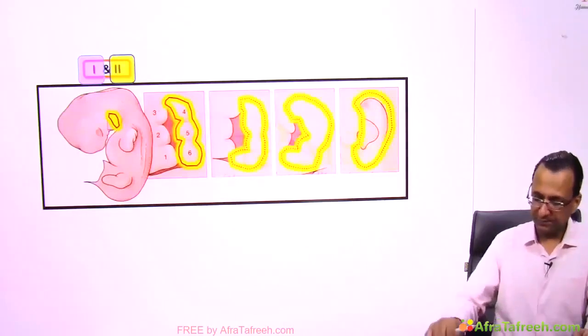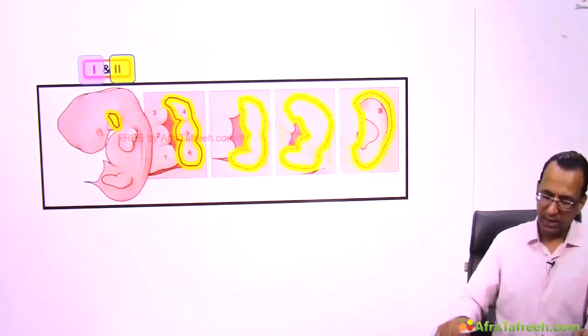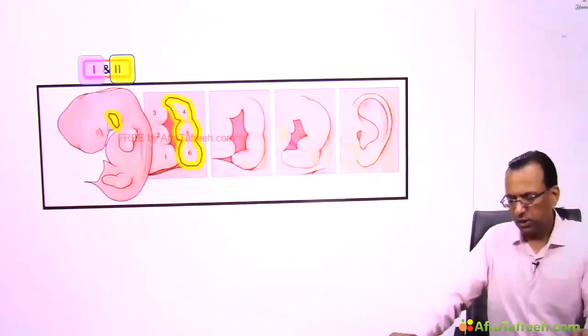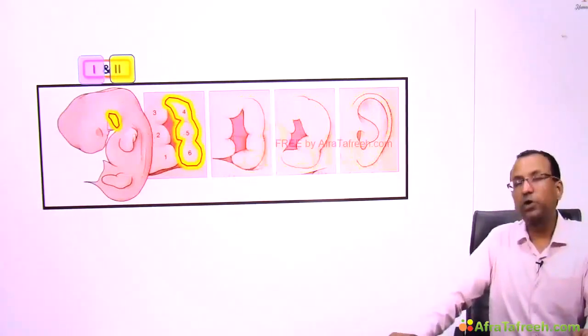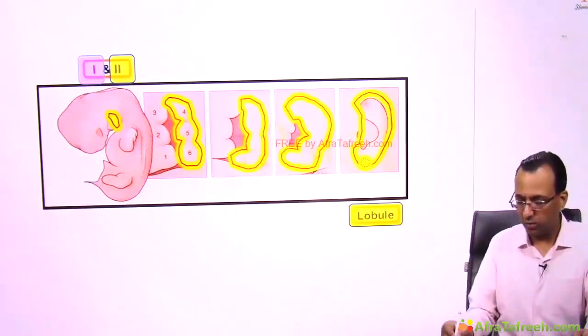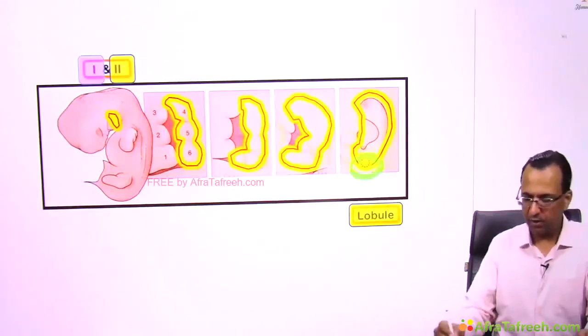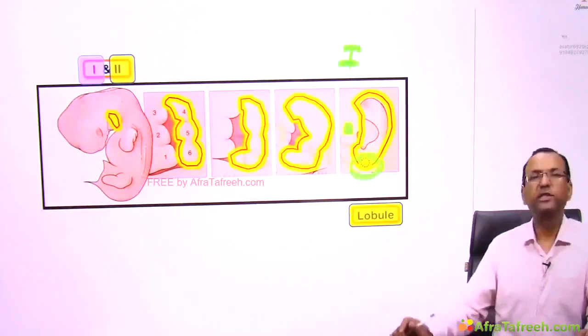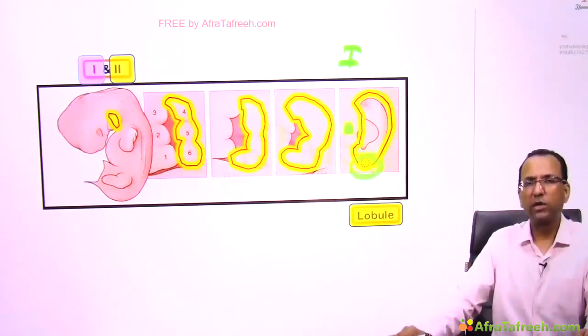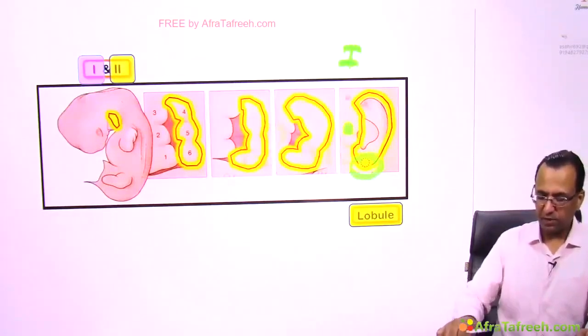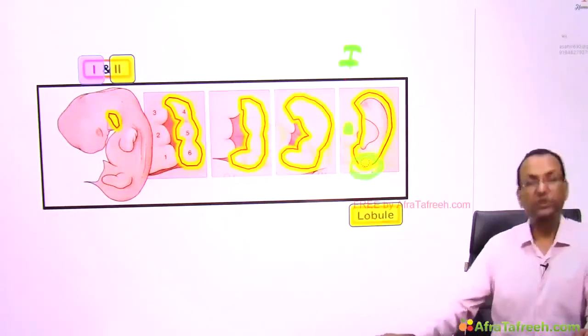Can you specify which part? The outer, peripheral part, especially the ear lobule. So you are saying the ear lobule is from the second arch. Yes, and the tragus is from the first arch. Can we see it again? The auricle development: the tragus is from the first arch and the lobule is from the second arch.